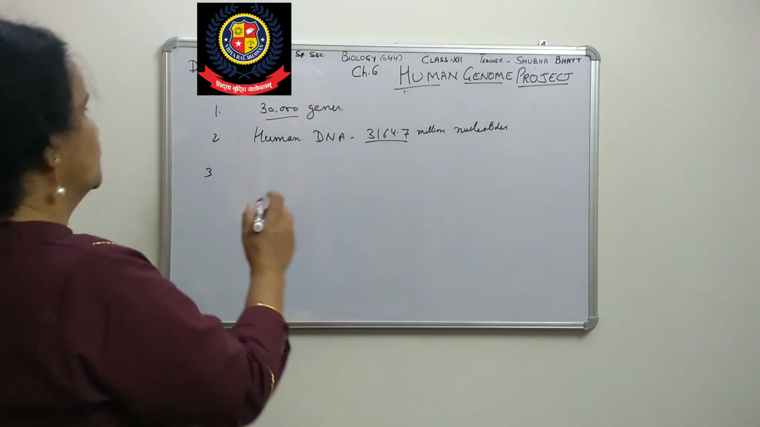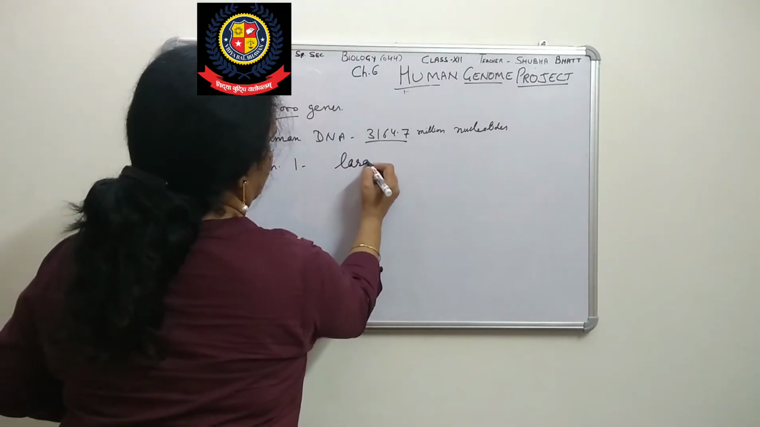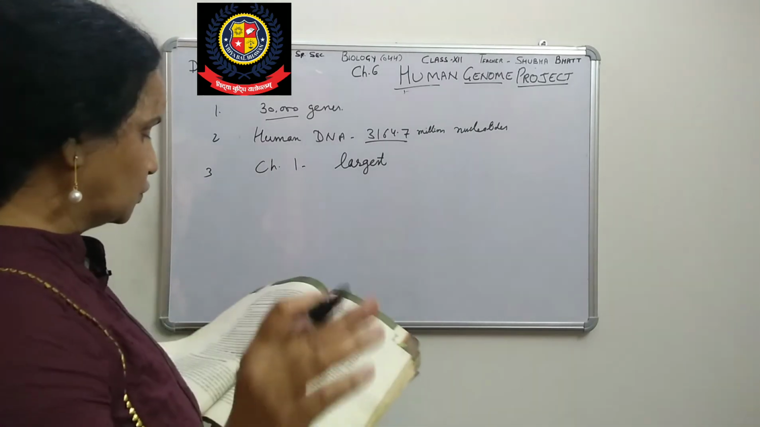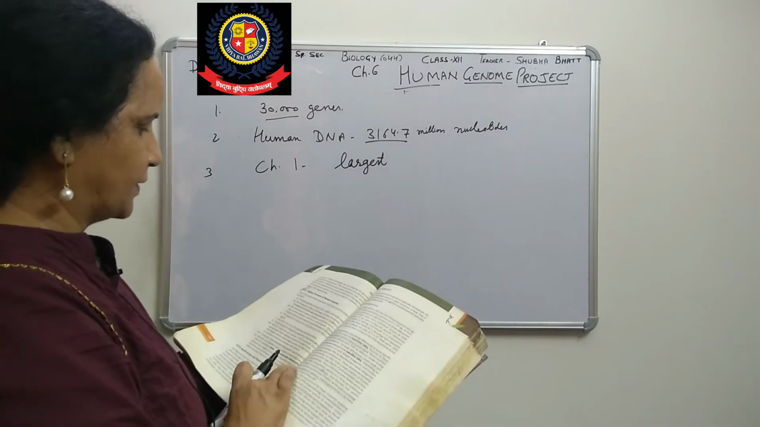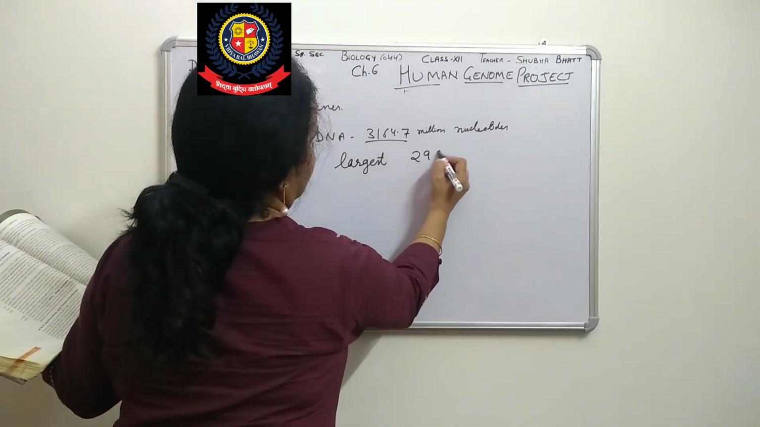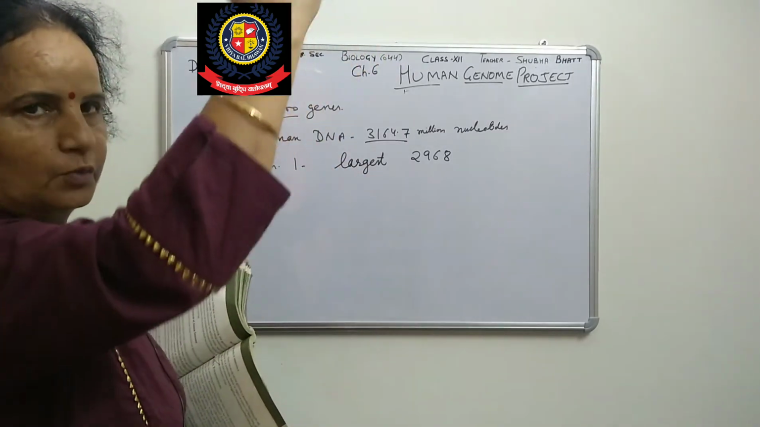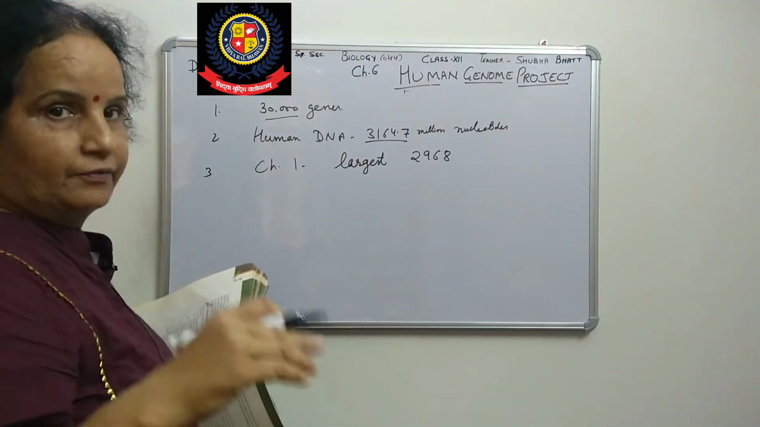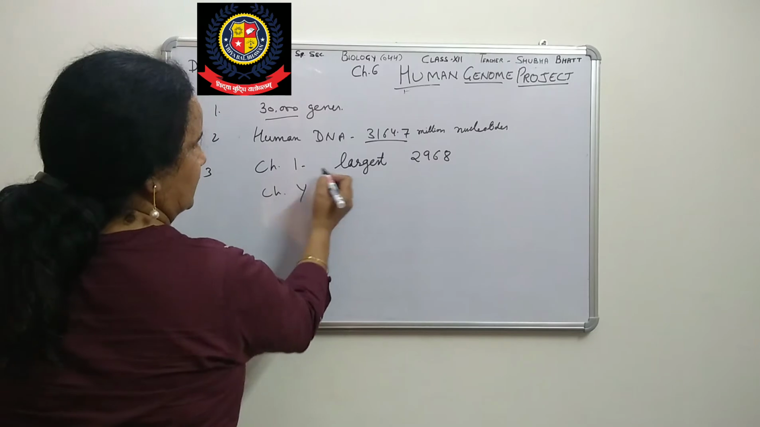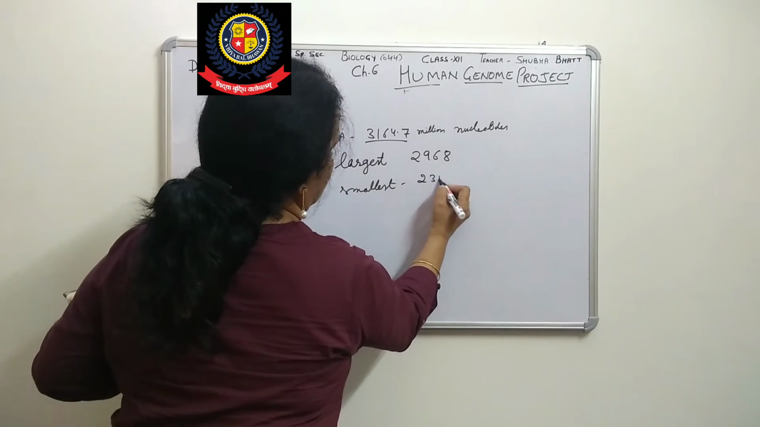As you know, chromosome 1 is the largest because it has the maximum number of genes. In your book it is also given that the number of genes present in chromosome 1 is 2968. Size-wise we go chromosome 1, 2, 3, 4, and then chromosome Y, which is last. Chromosome Y is the smallest, and it has 231 genes.